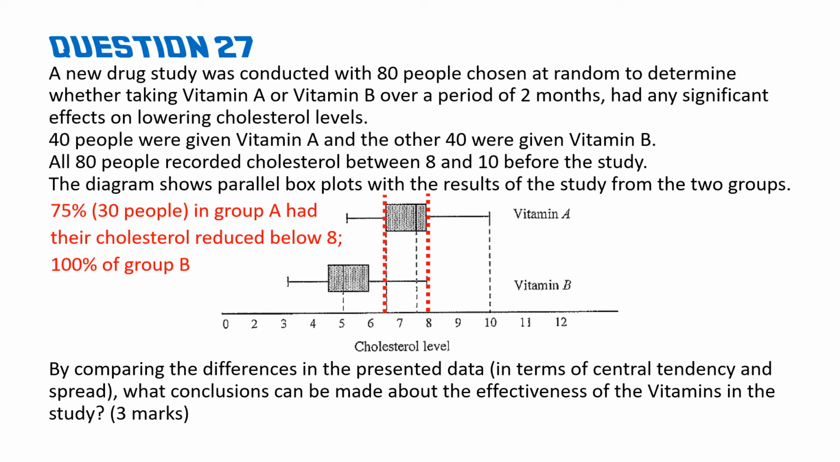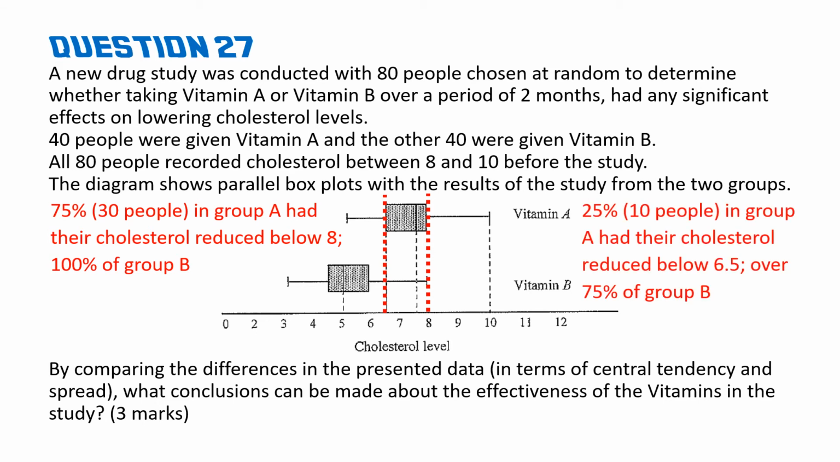So if I put in a dotted line there, what that tells me is if I look at vitamin A, 25% are to the left of that line, but 75% are to the right of that line. 50% of the group are between the 2 red lines. So 25%, or 10 people in Group A, have had their cholesterol reduced to below 6.5. That's assuming that that's exactly between 6 and 7, that line.